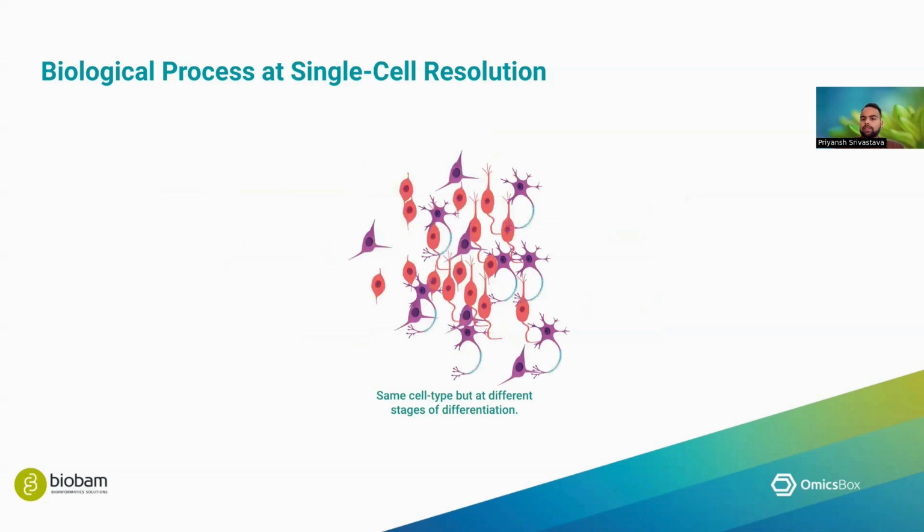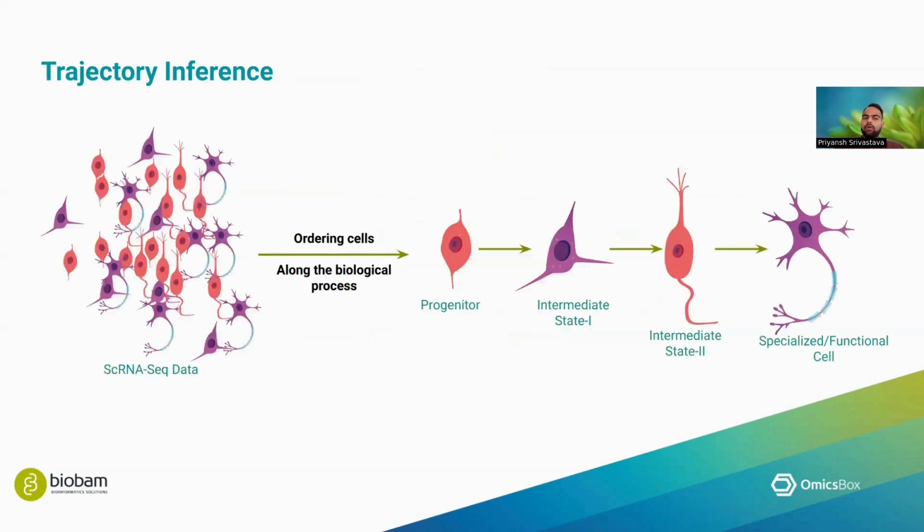So when you perform single cell sequencing, what you capture is these cell stages collectively, which are coming from a biological process, which has a dynamic nature. And the goal of trajectory inference is to provide order to these cell stages. So you try to put these cell stages in a way that they represent their actual biological process.